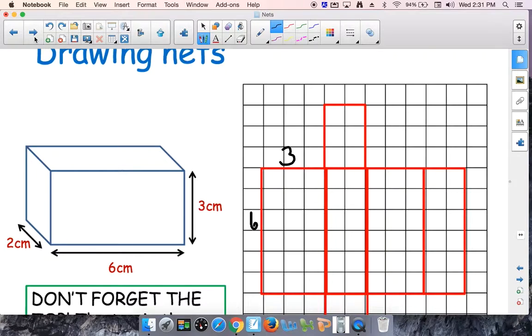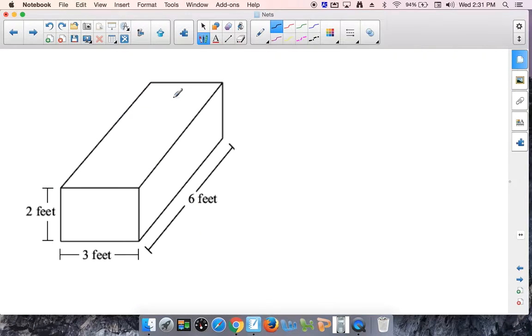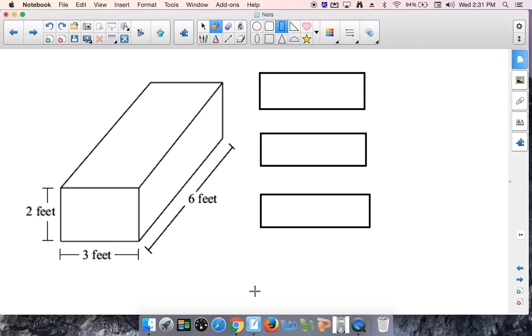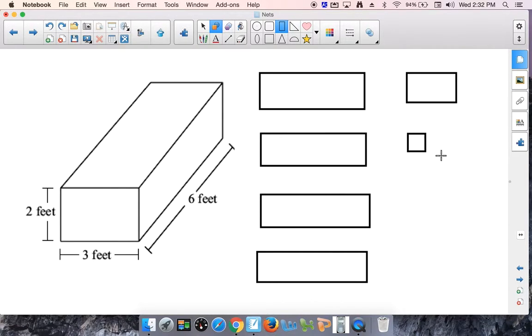Now, I am not good at drawing connected nets, so what I would do is draw each of their bases and their sides and their faces. So I would say, oh, there's 1 long rectangle for the top, there's a matching one for the bottom. I need a rectangle on the right side, I need the same rectangle on the left side. Then I need a rectangle on the front that's smaller and a rectangle on the back. I am fine with you making your net looking like this as long as you label them right.